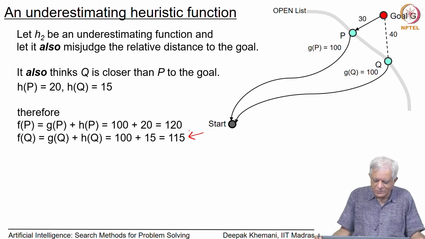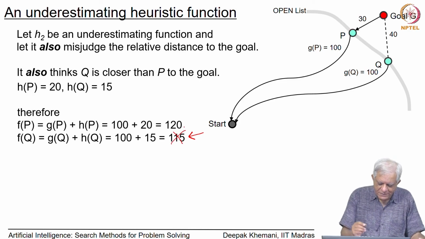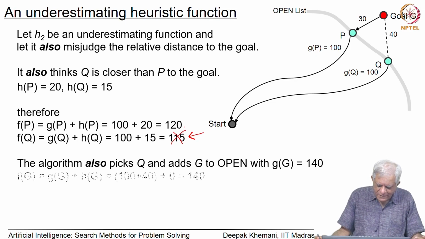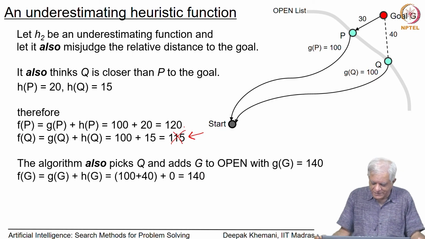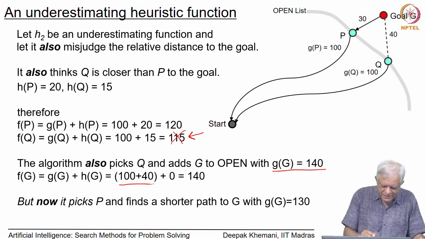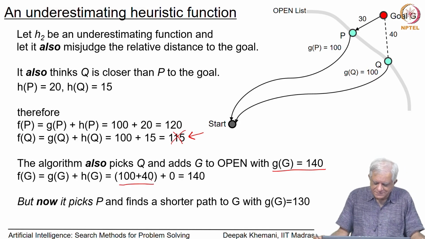So, it will pick this node q from open, it will remove it from open, and again it will find a path to the goal, in fact the same path to the goal that the previous version found, and it will add that node g to open. Now, it adds the node g with the same cost of 140. Why is that? That is because 140 is the actual cost of the path found by the search algorithm to the goal node g, and the actual path is still the same, 100 plus 40.